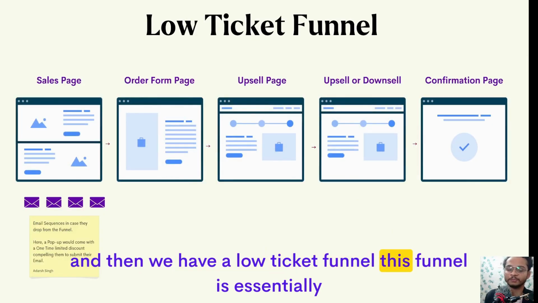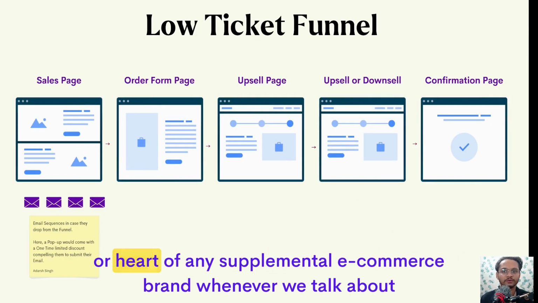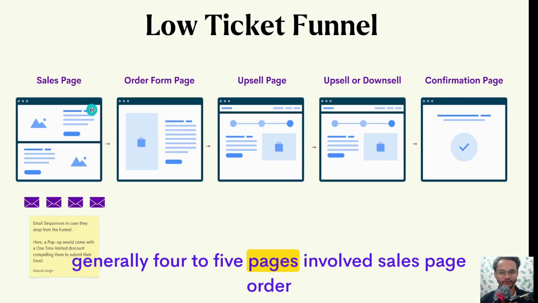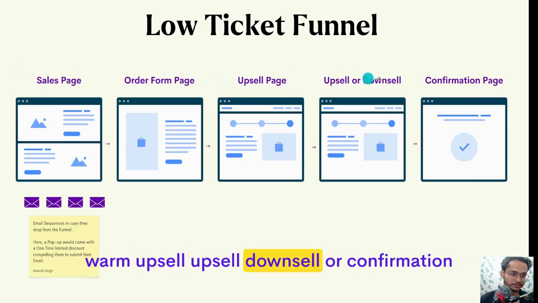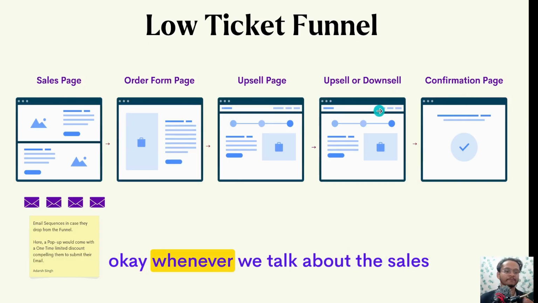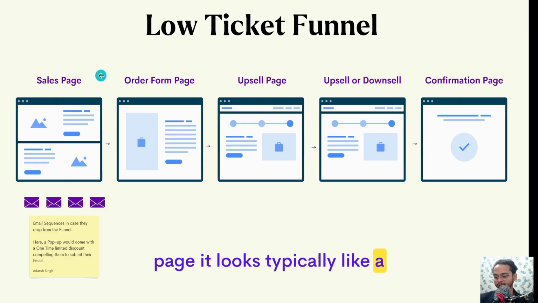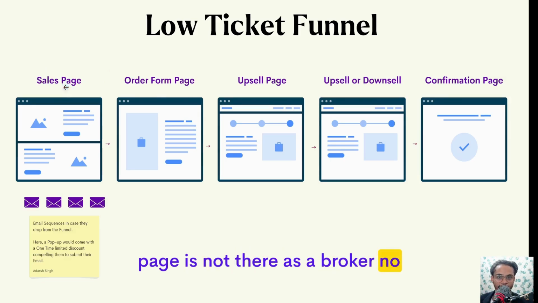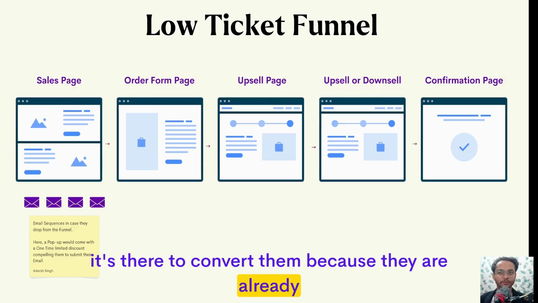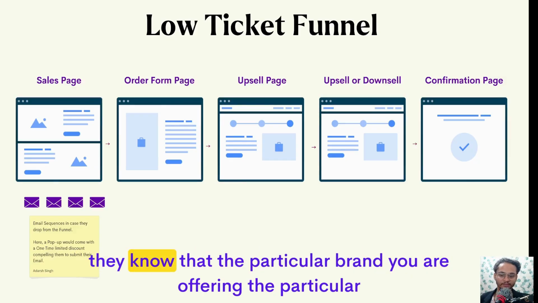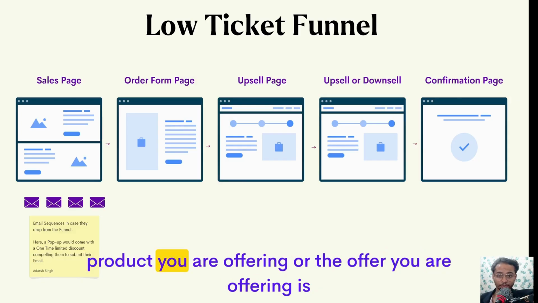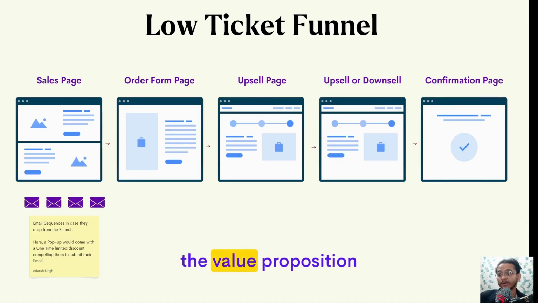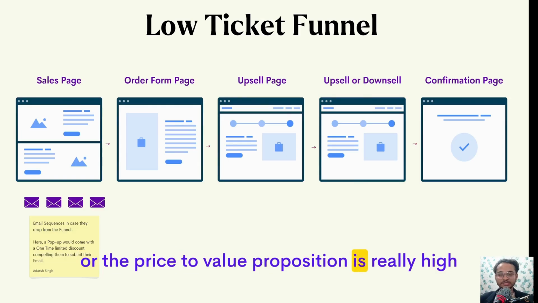And then we have a low ticket funnel. This funnel is essentially the core or heart of any supplement or e-commerce brand. There are generally 4 to 5 pages involved: sales page, order form, upsell, downsell, and confirmation page. Whenever we talk about the sales page, it looks typically like a better version of Shopify, honestly, because a sales page is not there as a brochure. No, it's there to convert them, because they're already on the warmer side of the traffic temperature. They know that the particular brand, the particular product, or the offer you are offering is really beneficial for them. The price to value proposition is really high in this case.